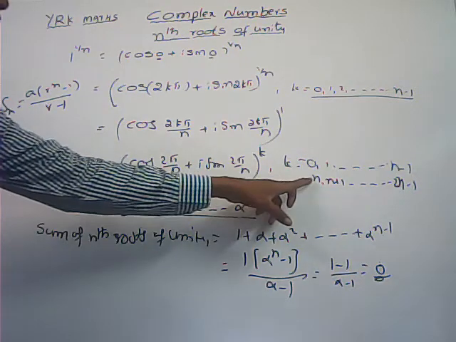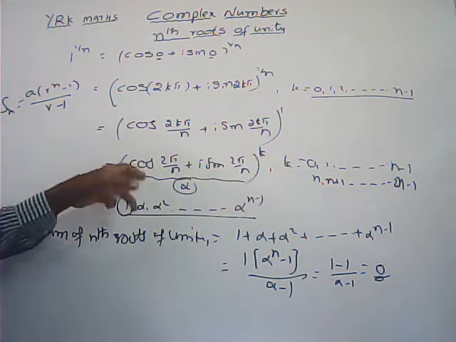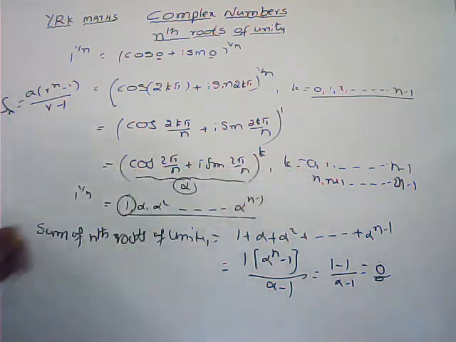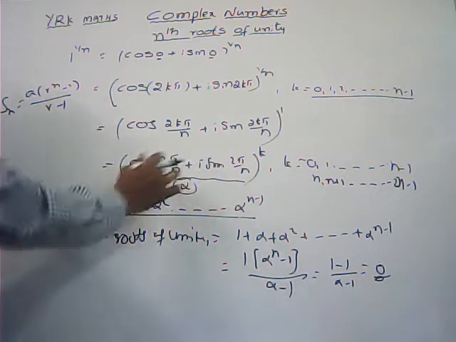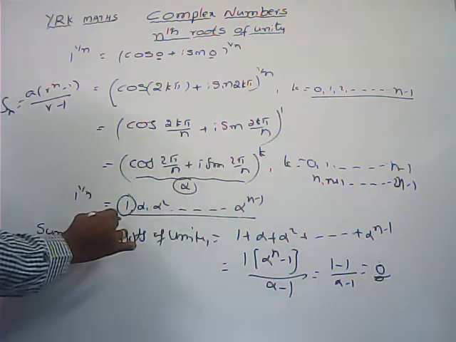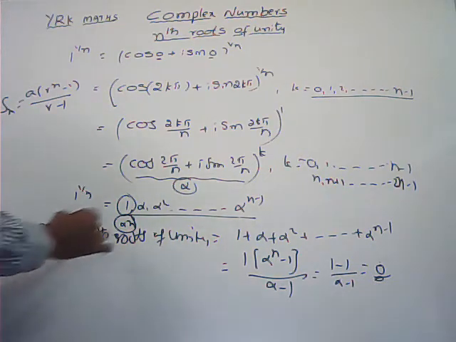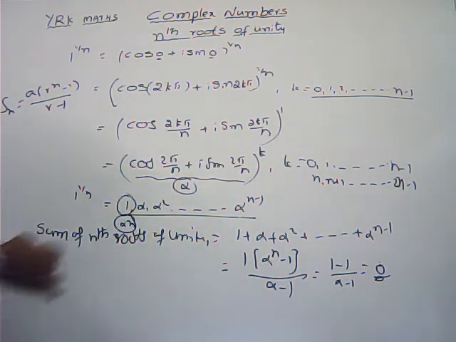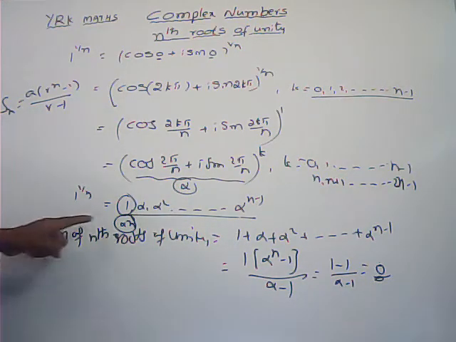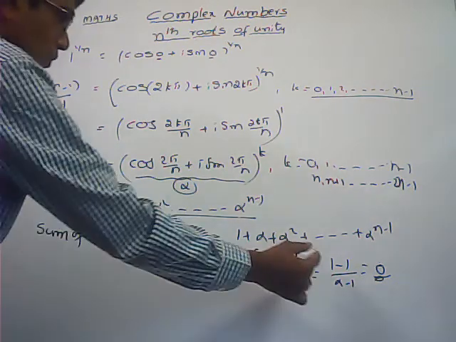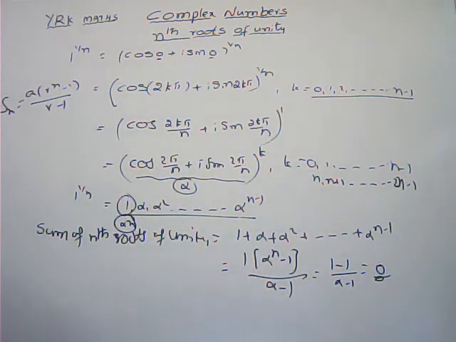If I take k equals n, then what will you get here? For k equals 0, whatever we get, for k equals n we can also get the same thing. For k equals n, this is alpha power n, that is equal to 1 only. Alpha power n plus 1 is equal to alpha. Alpha power n plus 2 is equal to alpha square. Like that, so on. So the same values repeat here also. Alpha power n will get 1. 1 minus 1, 0, 0 by anything, that is 0 only.